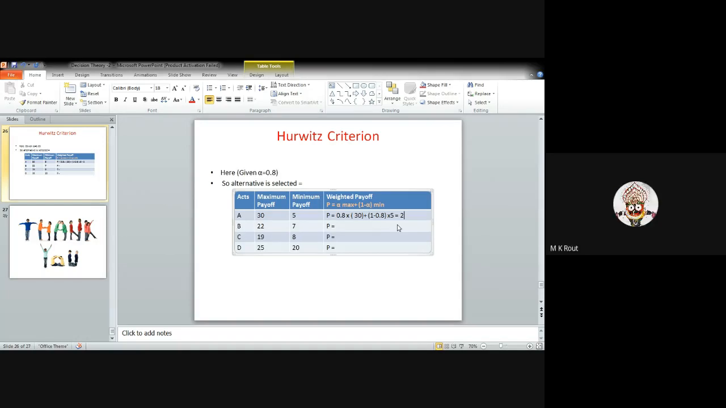So 25. Similarly, calculate the next one, that is 0.8 into 22 plus 1 minus 0.8 into 7. Similarly, next one, it is 0.8 into 19 plus 1 minus 0.8 into 8. Similarly, last one, 0.8 into 25 plus 1 minus 0.8 into 20.